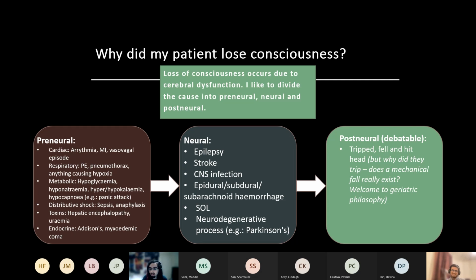Finally, post-neural. The way I look at it, this is the most controversial one. Anush is smiling to himself. This one's really controversial. Don't bring this up with geriatricians or anything. But the idea that sometimes people fall because they tripped over. Now, in the world of geriatrics, people don't just fall because they tripped. There is always a reason. Was it because their vision has gotten poorer so they couldn't see where they were going and they tripped on something? Was it because their balance isn't too great? Is there a vestibular cause?